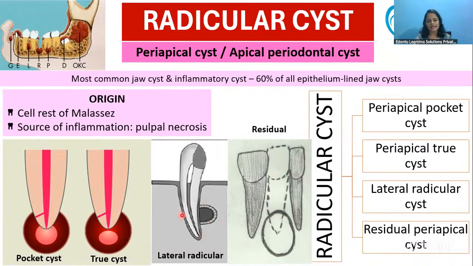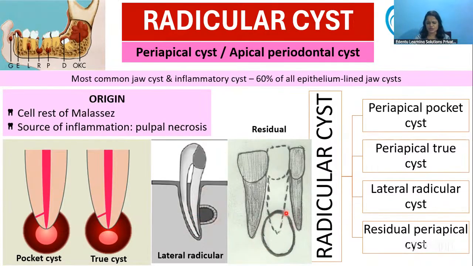Then you have the lateral radicular cyst. Lateral radicular means the cyst is formed through one of the lateral canals of the root, resulting in a lateral radicular cyst like this. It is very difficult to identify this lateral radicular cyst with the help of radiology because it can be confused with the lateral periodontal cyst also. So this one is difficult to identify.